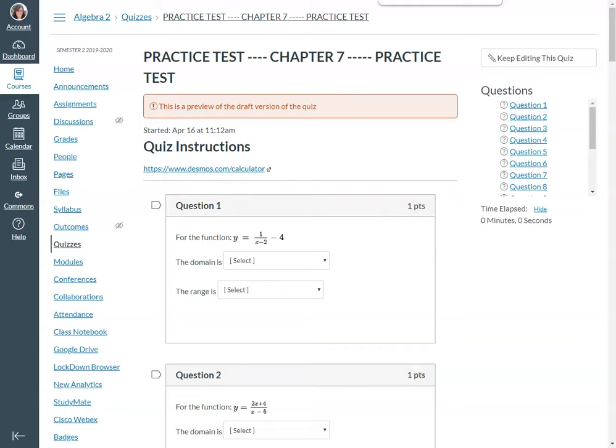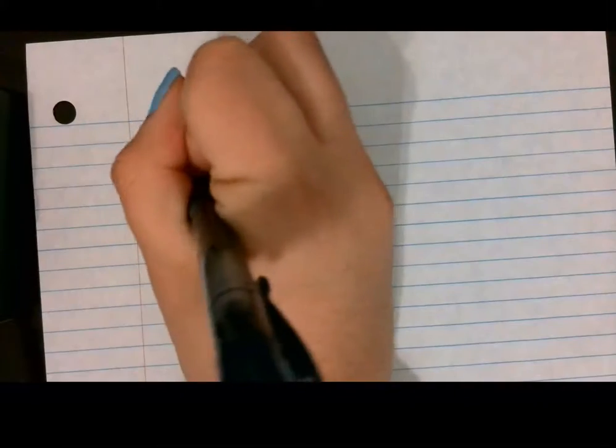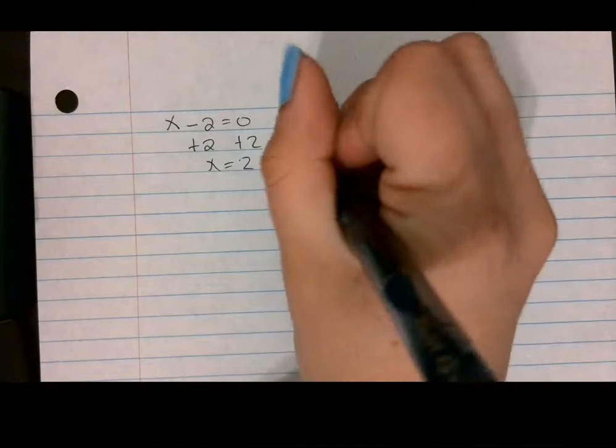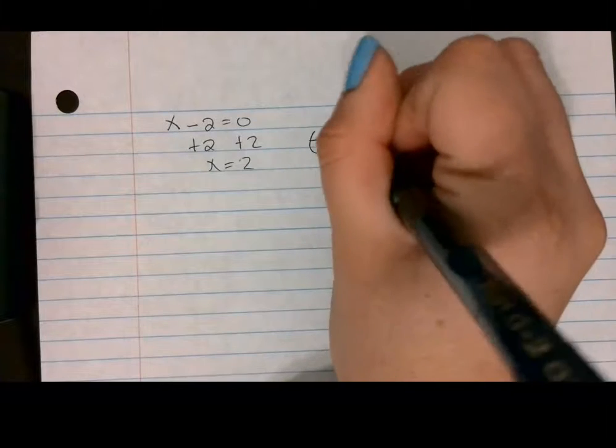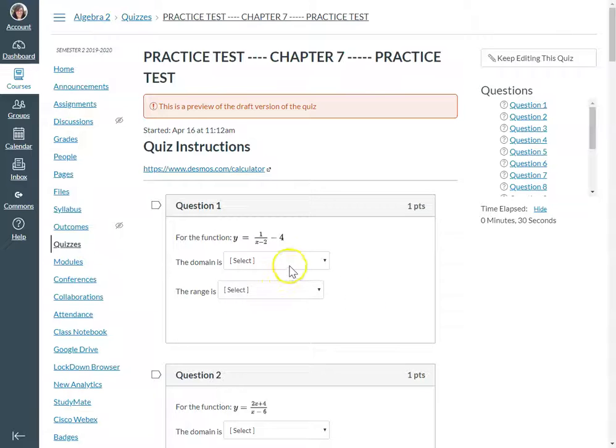So on number 1, it is asking me to find the domain. Remember, the domain is where the x value doesn't work. So I am going to solve this on a piece of paper. I have x minus 2 equals 0. If I add 2 to both sides, it's everywhere except for that 2 where I have this. So this would be negative infinity to 2 unioned with 2 to infinity. So I'm going to go look for that answer on Canvas, which is right here.